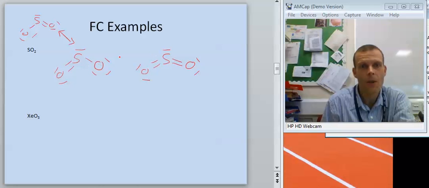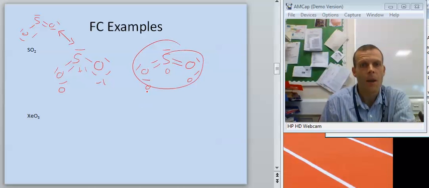However, we want to see which of these is most likely, which is the most stable, which is the most realistic. And if we work out the formal charges using the rules on the other page, we find that that's 0, that's +1, that's -1. But over here, all of them are 0. So we'd expect that that would be the actual representation of sulfur dioxide we'd go for.